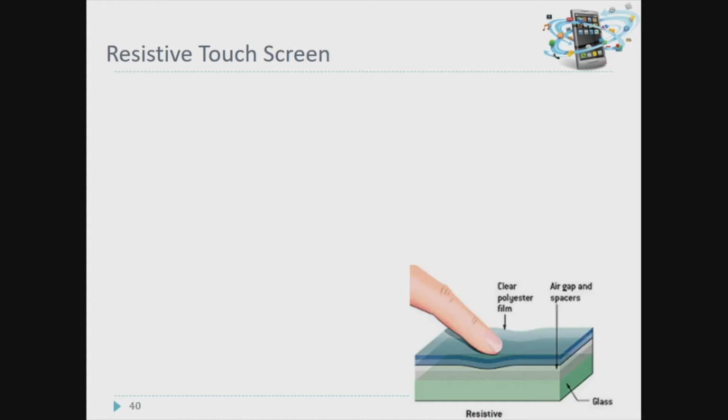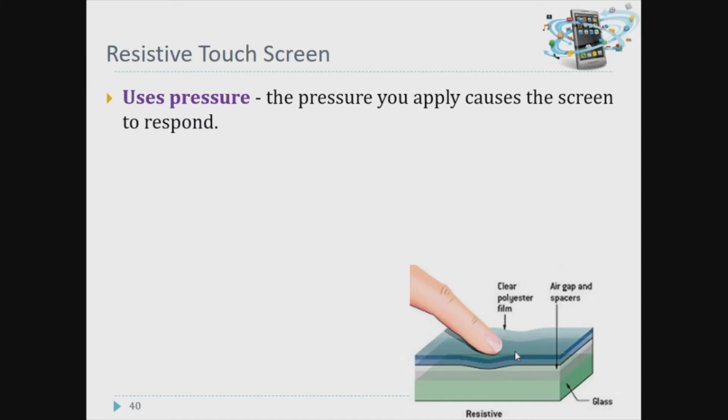Okay, we talk about the resistive touch screen first. This is how the resistive works. We have the resistive touch screen. This one is the glass. We have a gap space between this and the polyester film. So the user applies pressure to the screen, and the touch screen will respond to the pressure from the user.